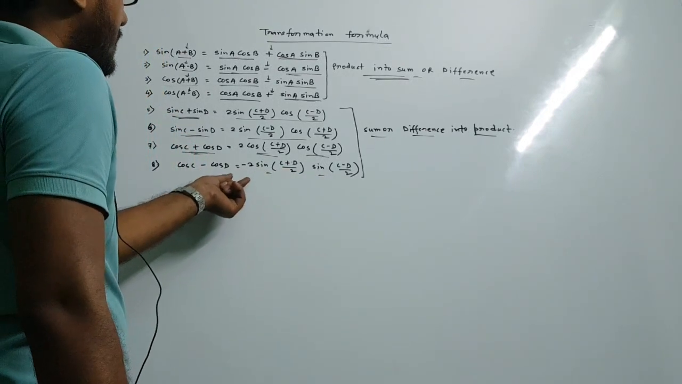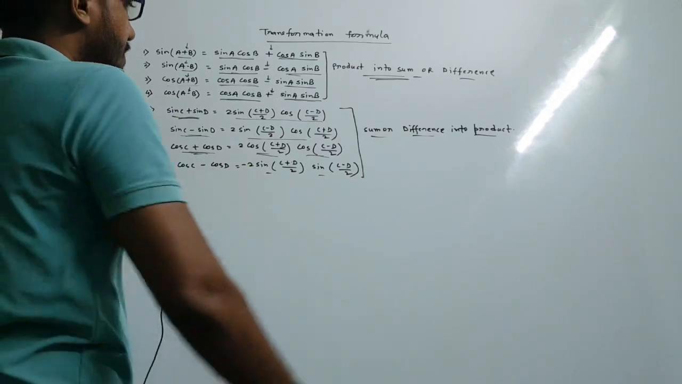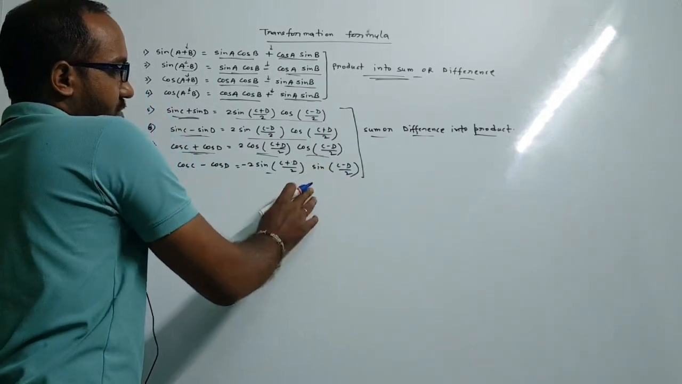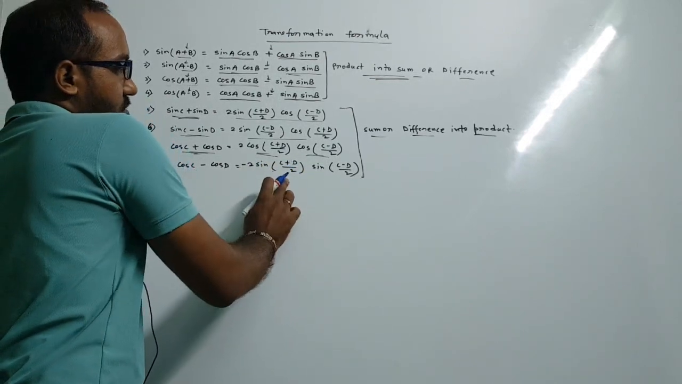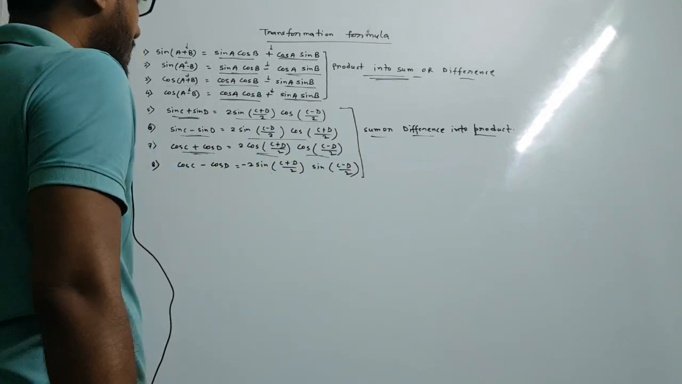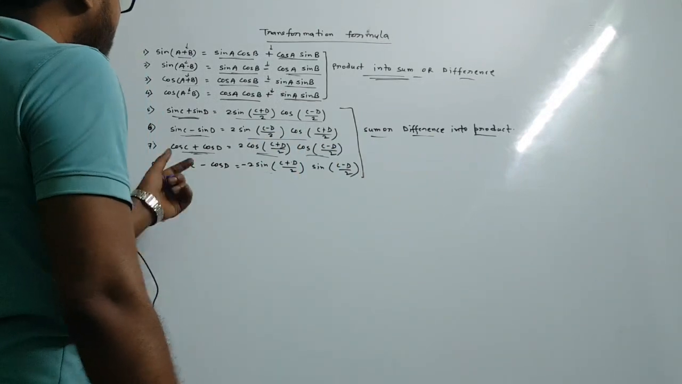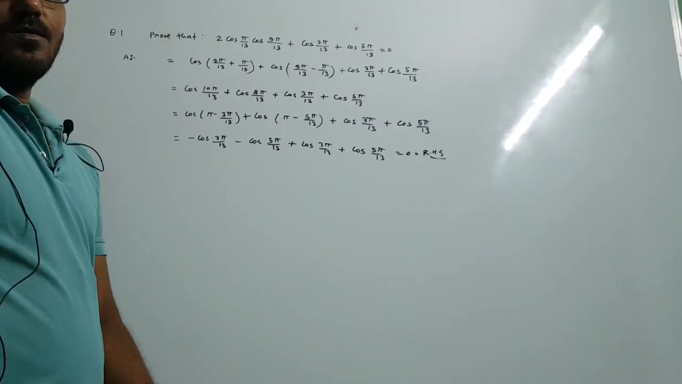So cos c minus cos d would be minus twice sin of c plus d by 2 into sin of c minus d by 2. Otherwise you can write it as twice sin of c plus d by 2 sin of d minus c by 2. That formula is also valid. Now we will solve some problems related to this.